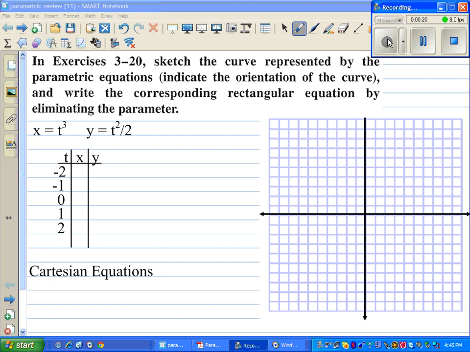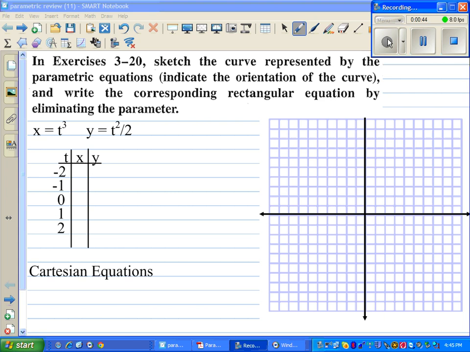For the exercises that we're going to do in the homework, the instructions say, in exercises 3 through 20, sketch the curve represented by the parametric equation. We're going to graph this parametric equation, indicate the orientation of the curve, in other words, as we graph, which direction the graph is going, and write the corresponding rectangular equation by eliminating the parameter. And we'll talk about that a little later.